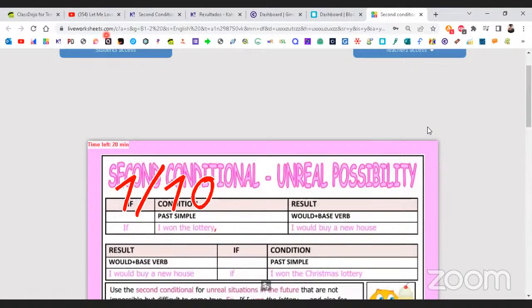Tienen casi 15 minutos. El ejercicio está súper sencillo, como lo vieron. Si ustedes lo entendieron, lo pueden hacer. Está abierto hasta máximo el día de hoy hasta las 11 de la noche, ¿ok? Pero les recomiendo hacerlo en este momento para que no tengan inconvenientes, ¿ok? Questions, chicos, preguntas.